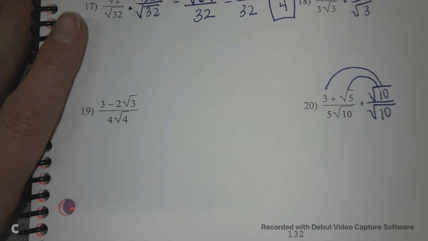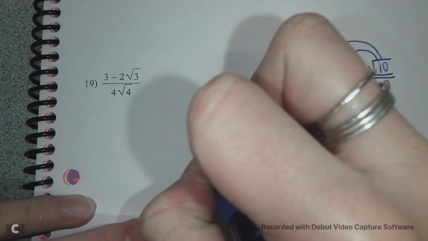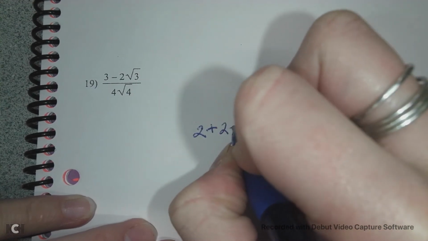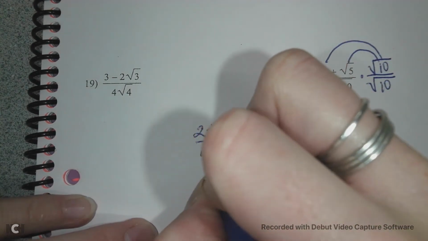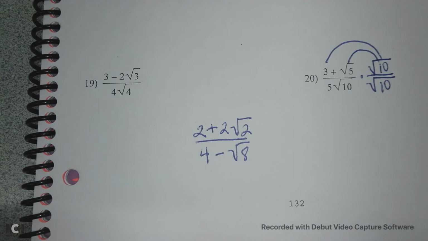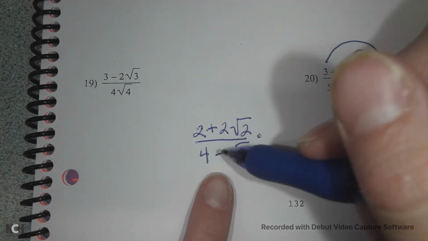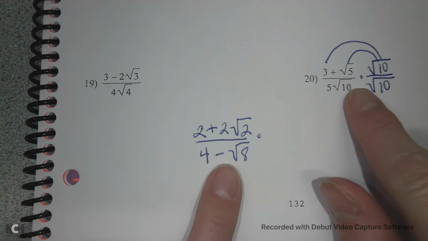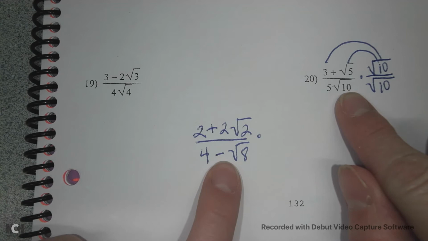Then you will also have a problem on your test that's similar to this. If you had 2 plus 2 root 2 all over 4 minus root 8. Okay, you have a few different options here. You can simplify your root 8 if you wanted to, but we're not going to. Instead, we're just going to multiply. When you have a problem like this and this are different. Notice that my 5 is getting multiplied by my 10, and here I have a 4 that's getting subtracted.